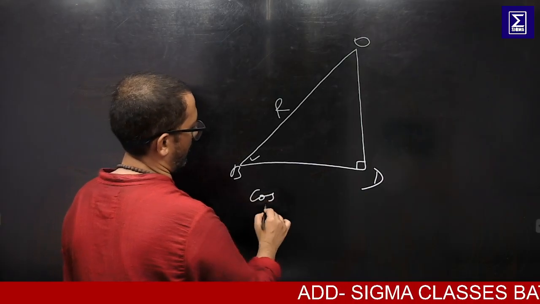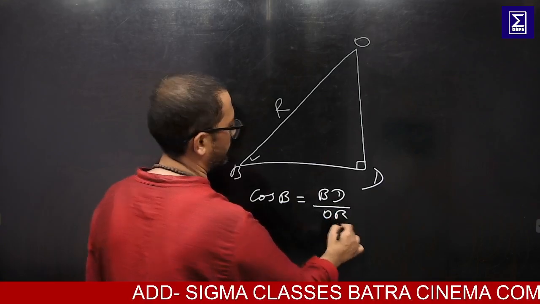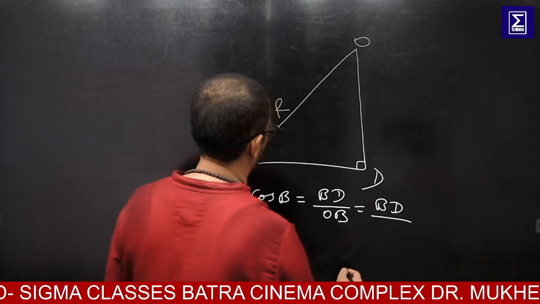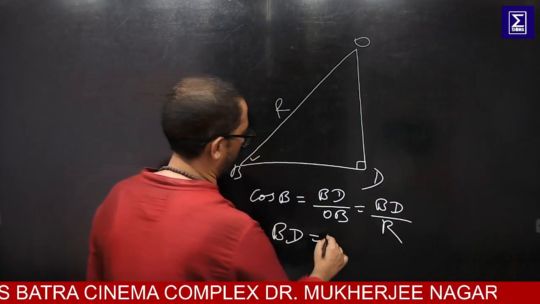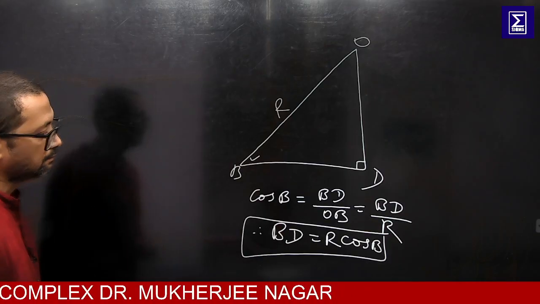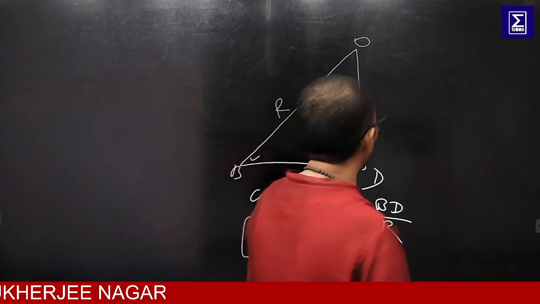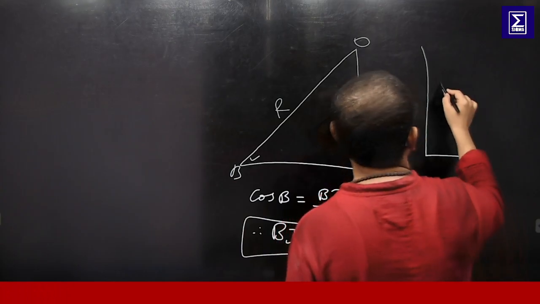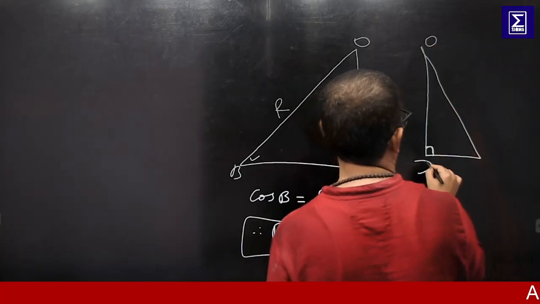Cos. Cos B is equal to BD upon OB. So BD is as it is because BD we have to find and OB is nothing but R. So therefore BD is equal to R cos B. BD is nothing but R cos B. So we got the relation BD. Now we talk about triangle ODE. So this is OD and here it is E. This is 90 degree. This is O, this is D, and this is E.